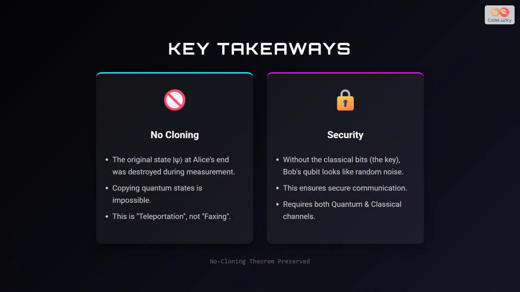After the correction, Bob's particle ends up in the exact state psi that Alice started with. The information has been successfully teleported. It's important to remember that because the original was destroyed, we haven't created a copy. This preserves the No-Cloning Theorem of quantum mechanics. This technology is the foundation for the future quantum internet.